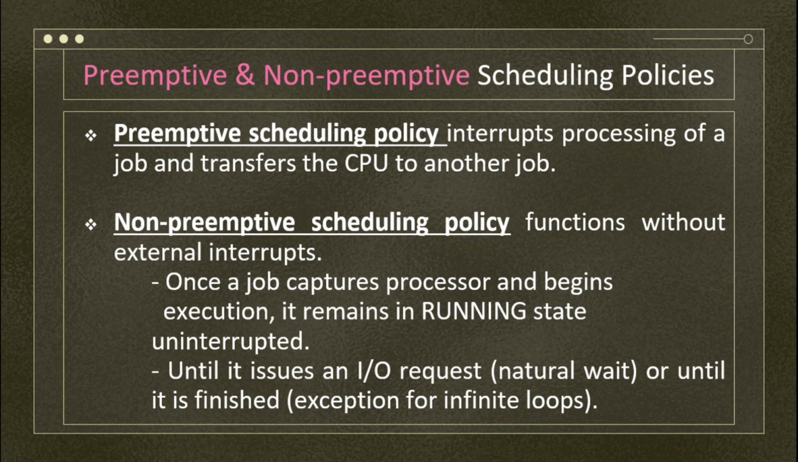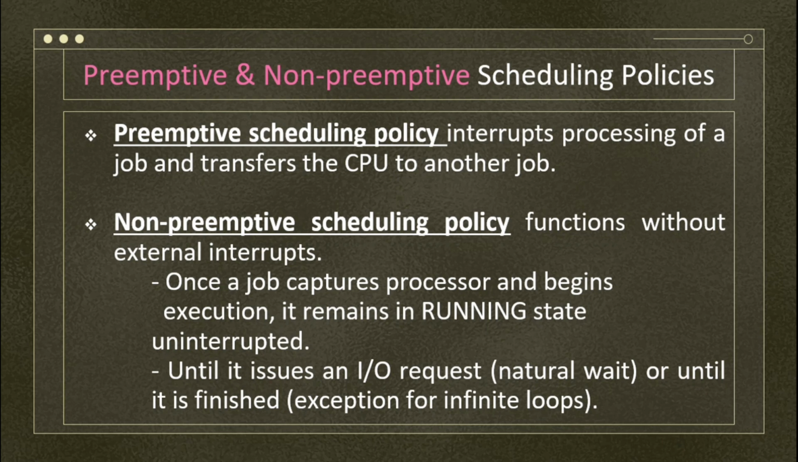Non-preemptive scheduling policy is also known as cooperative scheduling. It refers to process scheduling algorithms where a running process cannot be interrupted or preempted by the operating system. Once the process starts executing, it continues until it voluntarily releases the CPU or completes its execution.